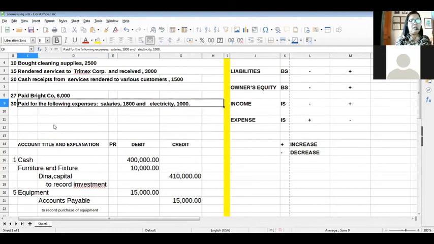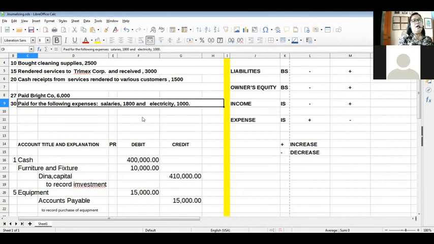Noong March 30, Dina Company paid the following expenses: salaries, 1,800, and electricity, 1,000. Okay, class, salaries is under expense account, and electricity is under expense account. So let's use an account under expense for salaries. In this case, we can use the salary expense. And then electricity, we can use heat, light, and water. Kung meron kang utilities like water, pwede mo pa rin gamitin yung heat, light, and water.